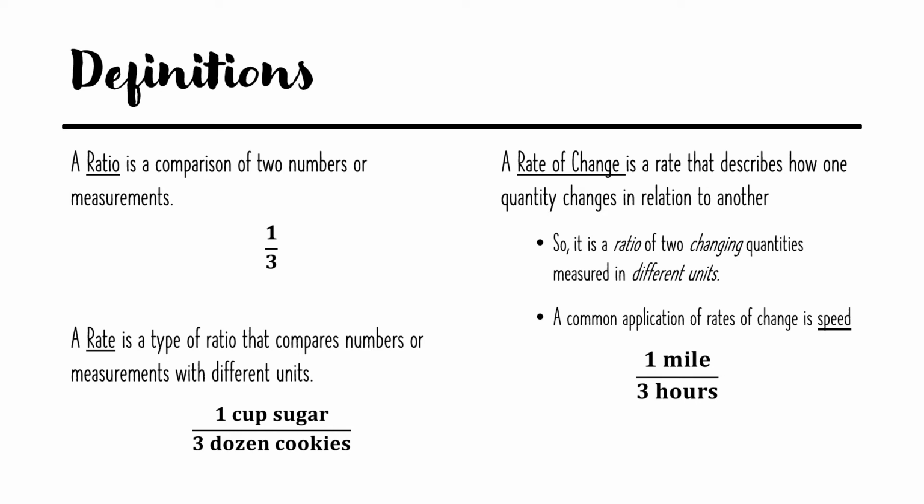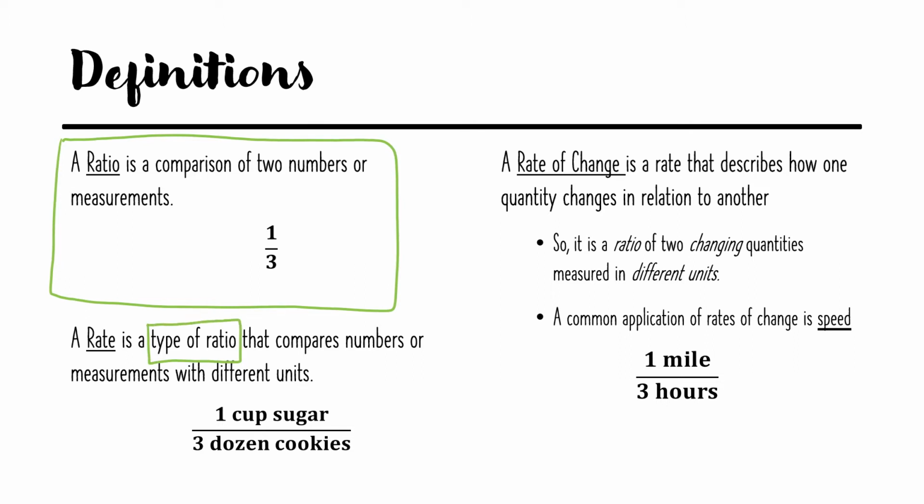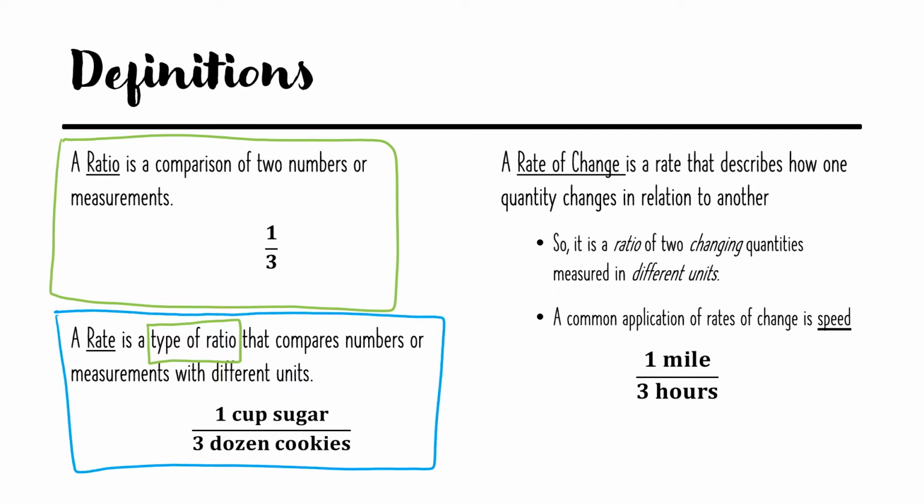So we have related rates, but what on earth are rates? We've talked about it a couple times, but let's build it up again. A ratio is a comparison of two numbers or measurements. A rate is a type of ratio that compares numbers or measurements with different units. So in this example, rather than just being 1/3, it's 1 cup of sugar per 3 dozen cookies. Our numerator is measured in cups of sugar, and our denominator is measured in dozens of cookies.